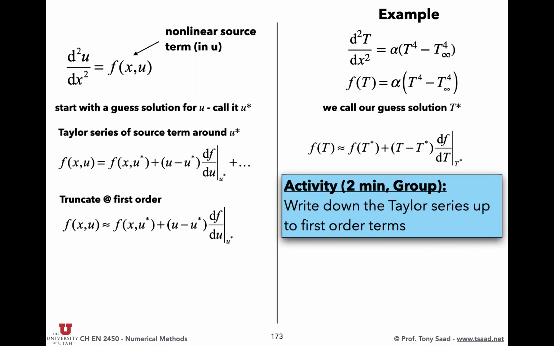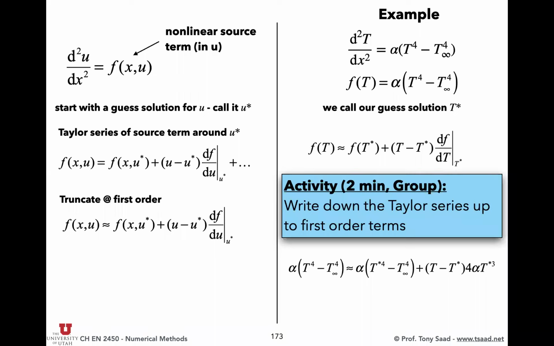Yeah. So I wrote it down as alpha times t star to the fourth minus t infinity to the fourth, plus, in parentheses, t minus t star, and then that multiplied by 4 alpha t star cubed. Excellent. Minus t infinity. No, there's no t infinity because t infinity is not a function of t, it's a constant. Right. So that would go to 0. Okay, so 90% correct. What Katie said is correct.